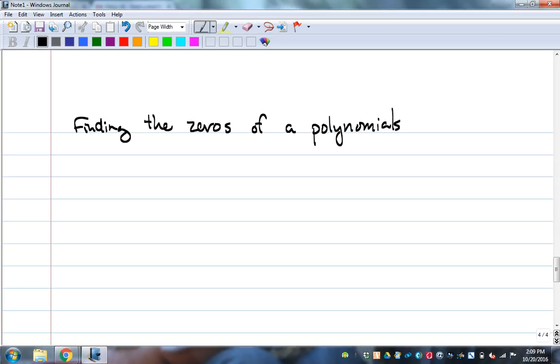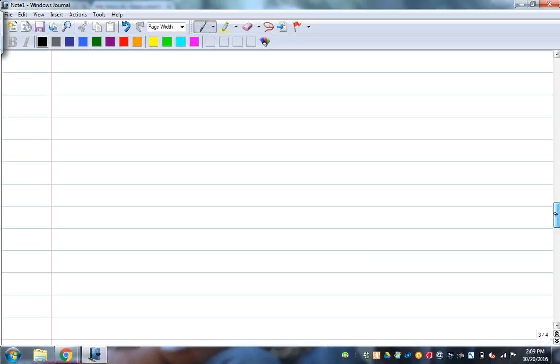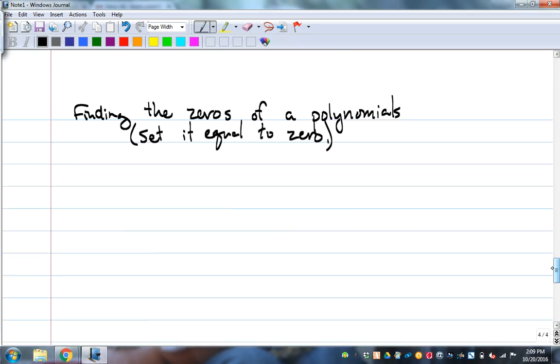Okay, so finding the zeros of a polynomial, that just means set it equal to 0. That's all that means. Example G. So here's our function to start with. Let's say we had x to the third minus 2x squared minus 23x plus 60.